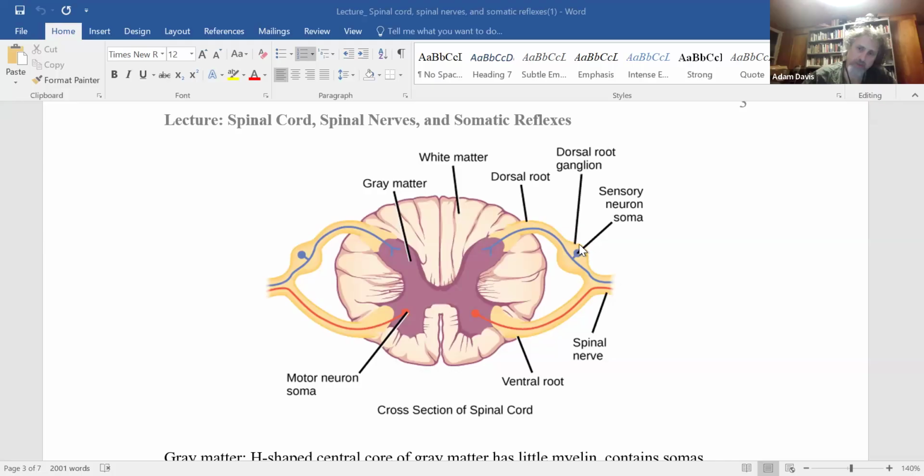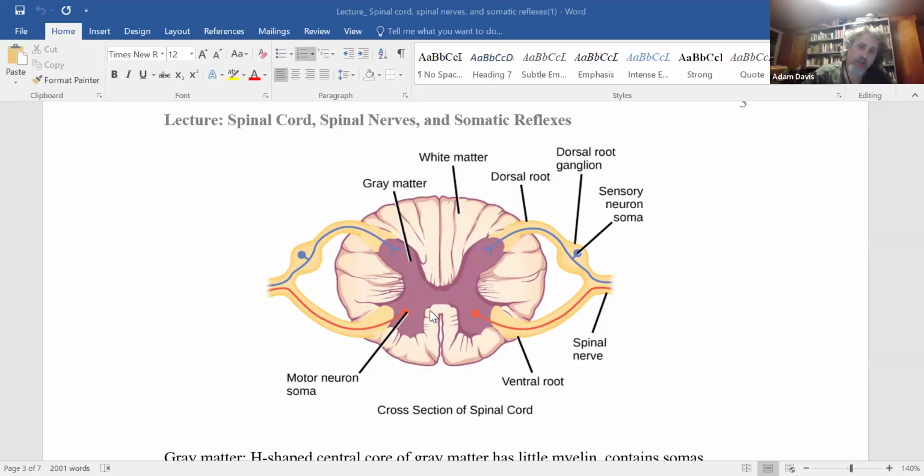Dorsal roots. Here is the cell body of the sensory neuron. We call this a dorsal root ganglion. That's a cluster of sensory neurons. And here's the dorsal root bringing in sensory data coming into the spinal cord. So your sensory data always comes into the dorsal horn via the dorsal roots.